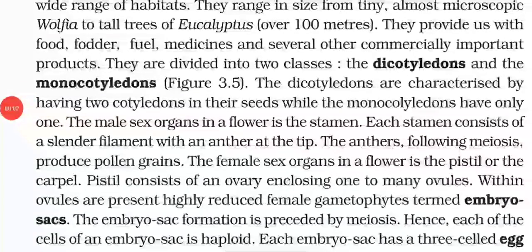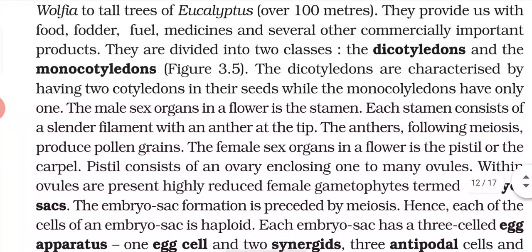And the female sex organ found in the flower is the pistil or carpel. Now the pistil consists of an ovary enclosing one or many ovules. Within the ovule is present a highly reduced female gametophyte that we term the embryo sac. And this embryo sac formation proceeds by meiosis, and hence each cell present inside the embryo sac is haploid. So only n number of chromosomes is present.